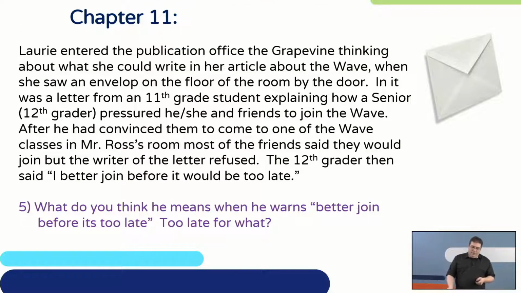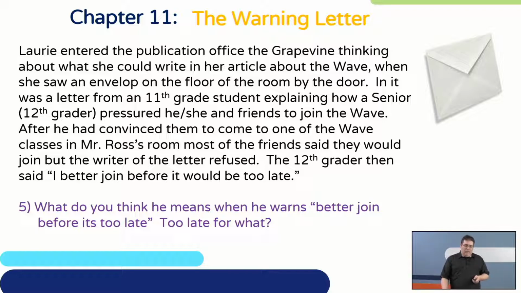Chapter 11, the warning letter. Lori entered the publication office of the Grapevine, that's the new school newspaper, thinking about what she could write in her article about the wave, when she saw an envelope on the floor of the room by the door. In it was the letter from an 11th grade student explaining how a senior, a 12th grader, you'd bet, pressured he or she and her friends to join the wave. After he had convinced them to come to one of the wave classes in Mr. Ross's room, most of the friends said they would join, but the writer of the letter refused. The 12th grader then said, I better join before it would be too late.